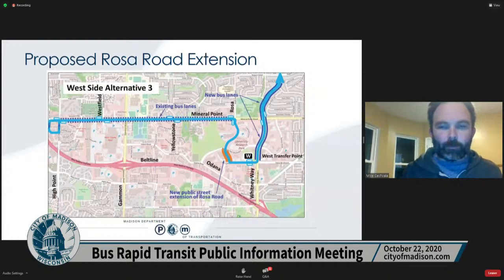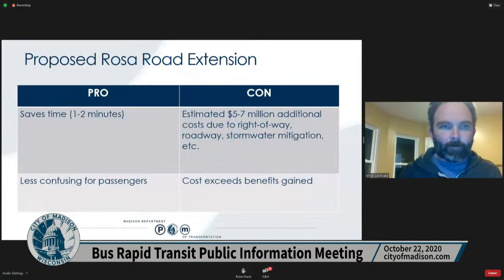Okay, so on the west side, we had originally proposed doing an extension of Rose Road on the south to extend it to Tokay Boulevard, and that would allow BRT to go south on Whitney Way, serve the west transfer point, and then come back up Rose Road, serve stations along Mineral Point Road, and then go to the end of the line at High Point on the far west side.